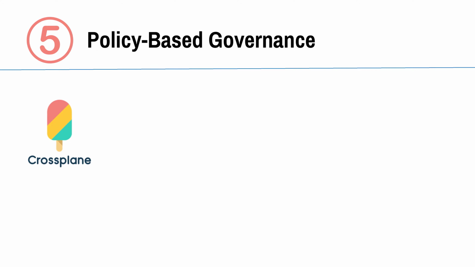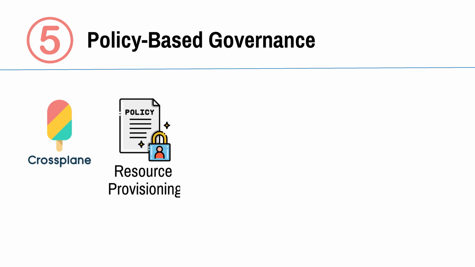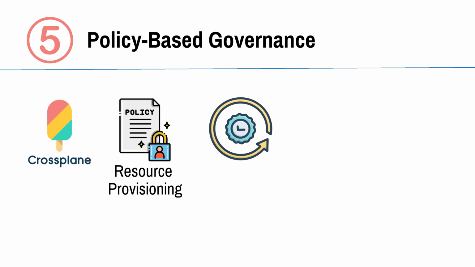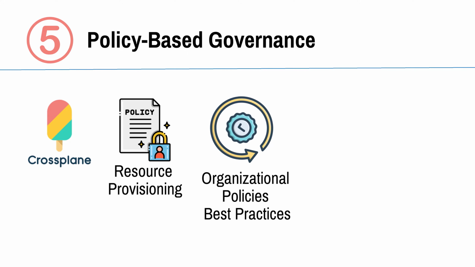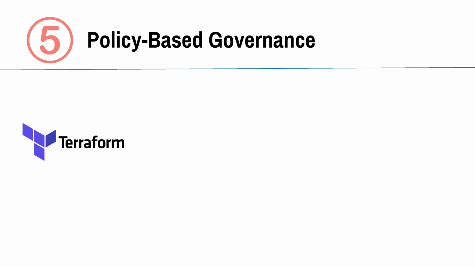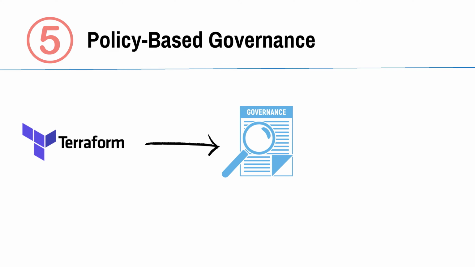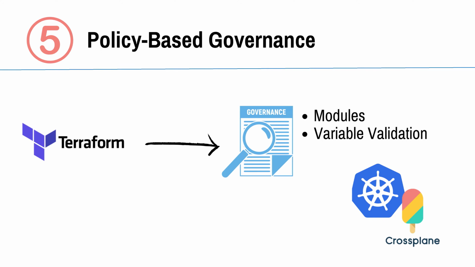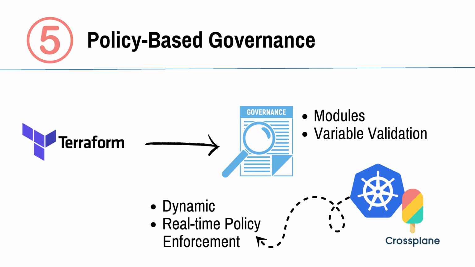With Crossplane, you can set granular policies for resource provisioning, ensuring that resources comply with organizational policies and best practices. While Terraform also allows for some governance, using modules and variable validation, Crossplane's Kubernetes native approach enables more dynamic and real-time policy enforcement.